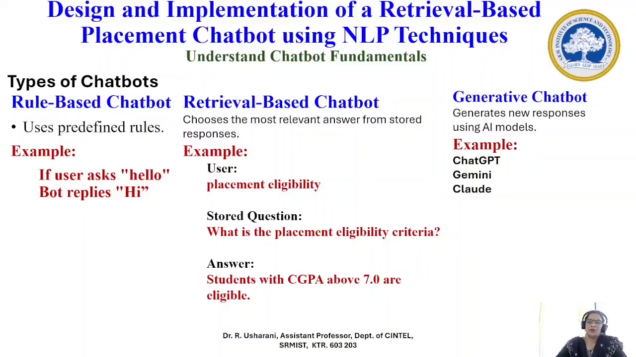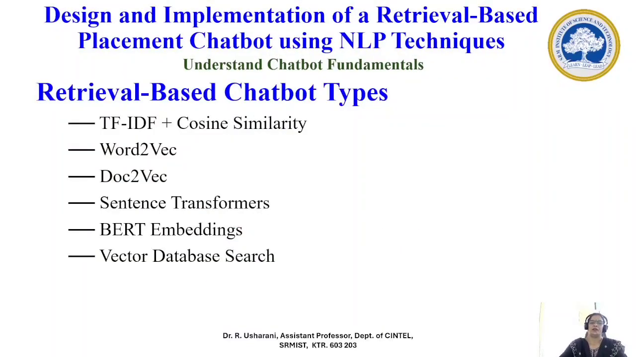The chatbot developed in this lecture belongs to the retrieval-based category. So let's understand how retrieval works. There are many techniques we can use to implement a retrieval-based chatbot: term frequency with inverse document frequency along with cosine similarity, word to vector, document to vector, sentence transformers, word embedding, and vector database search. In this video, we are going to implement a retrieval-based chatbot using term frequency, inverse document frequency with cosine similarity.